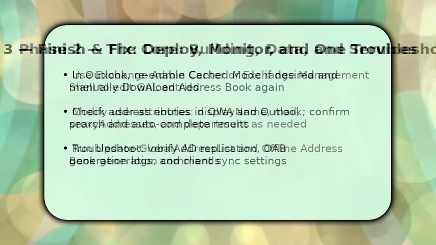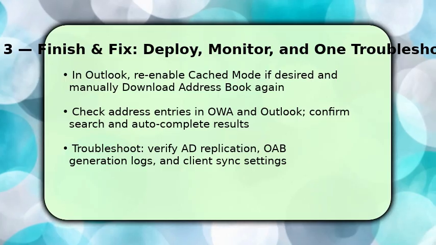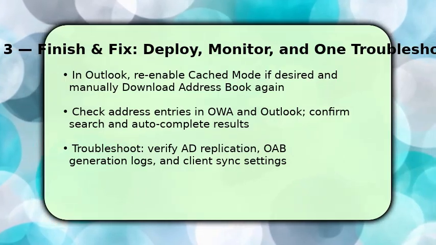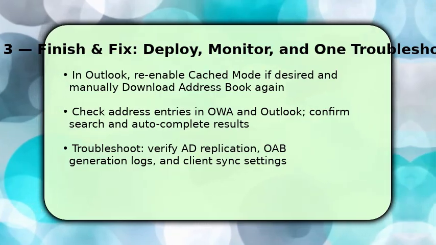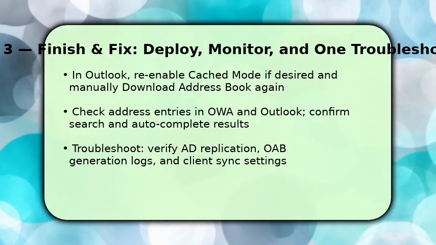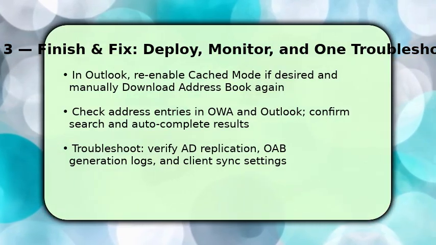Finish by forcing clients to refresh and verifying results. Re-enable cached mode if you prefer it, but first manually download address book so Outlook pulls the regenerated OAB. Check entries in Outlook and in OWA to confirm display names, email addresses, and proxy addresses are correct.